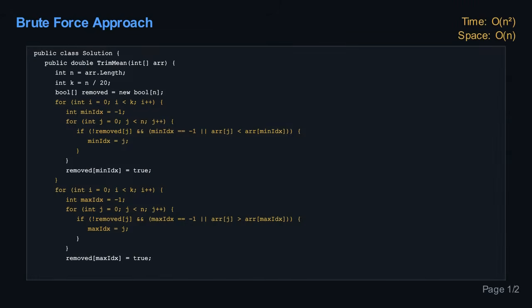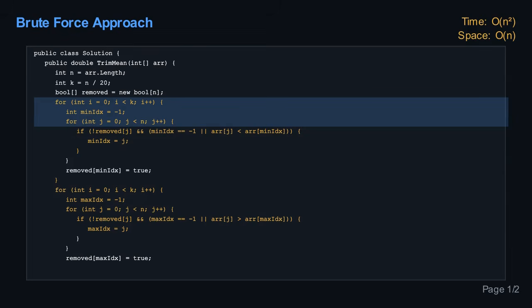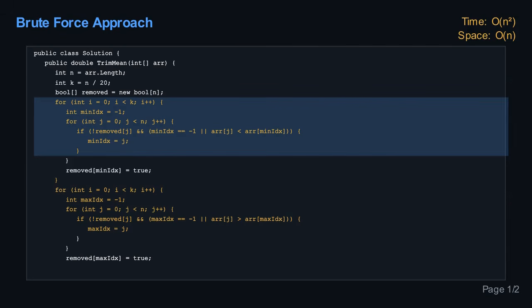A naive approach would involve repeatedly finding and removing the minimum and maximum elements. You could iterate through the array k times to find and mark the smallest elements, and then k more times for the largest, where k is 5% of the array length.